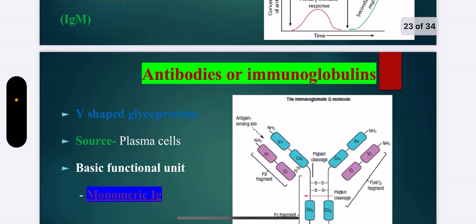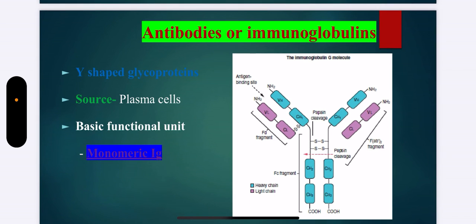So we used the term antibodies. What are these? Antibodies are also called immunoglobulins. These are the Y-shaped glycoproteins, as you can see in this figure, produced by the plasma cells on the antigenic attack. The basic functional unit of each antibody is the monomeric immunoglobulin. When two monomers come together, they form a dimeric unit, and when five come together, they form a pentameric unit.